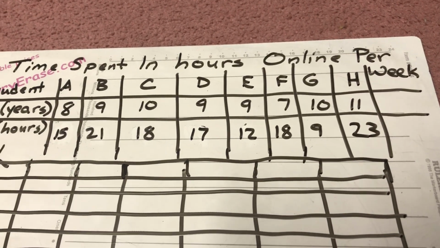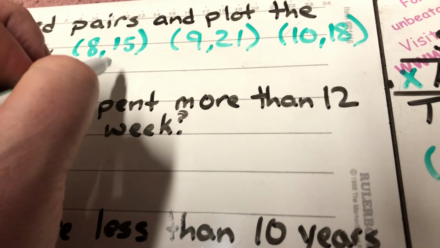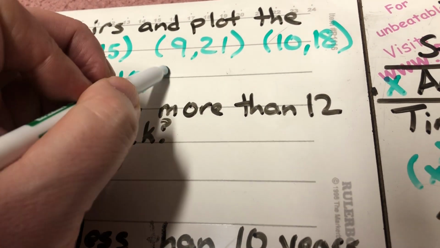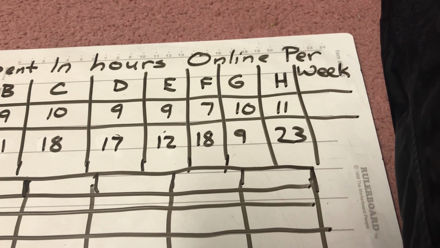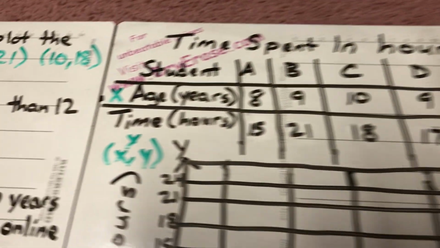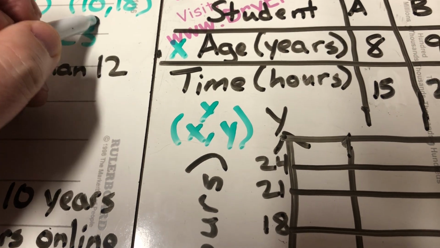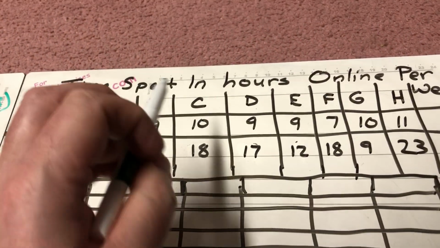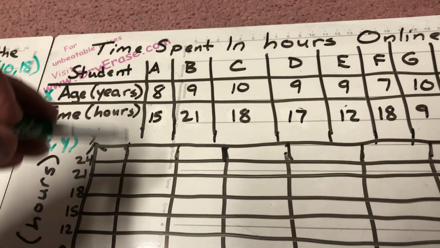Student G, 10 years old, 9 hours. So we're going to have 10 years old, 9 hours. And then student H, 11, 23, 11 years old, and 23 hours. So we want to make sure we have 1, 2, 3, 4, 5, 6, 7, 8. Double check 8, 15, and 9, 21.